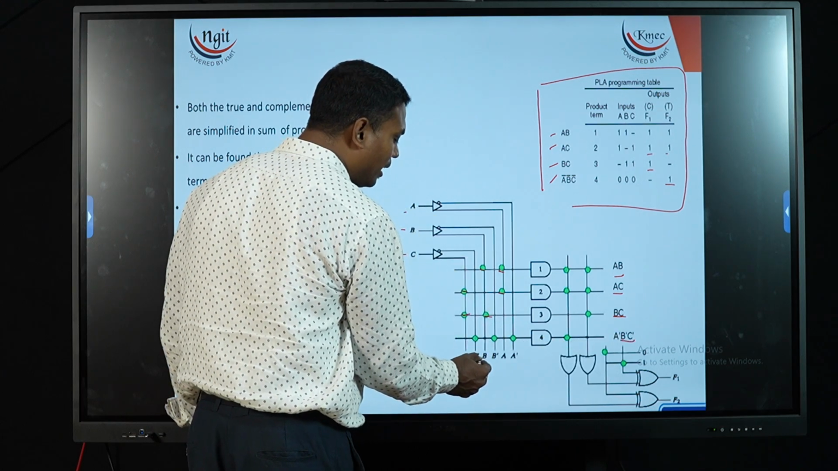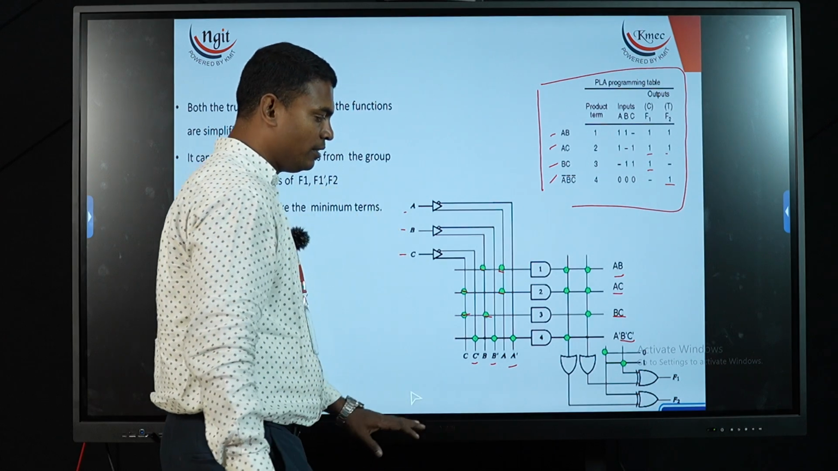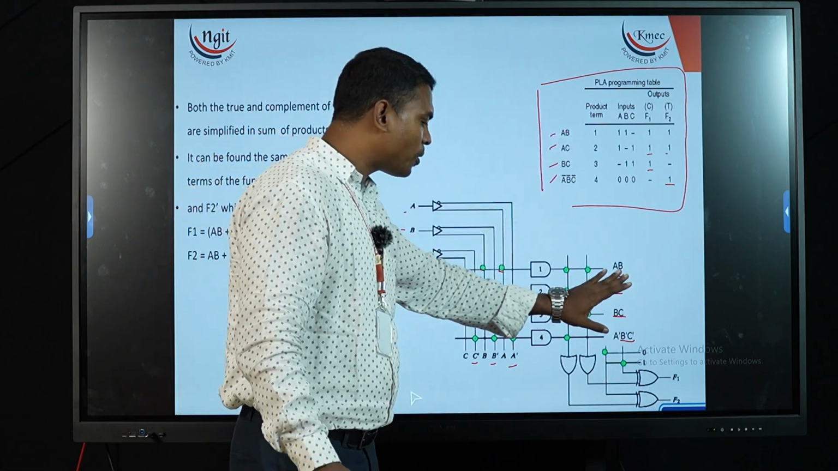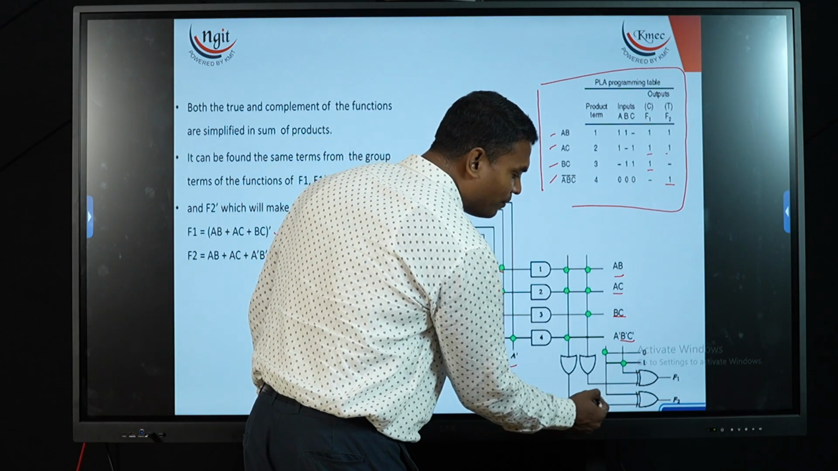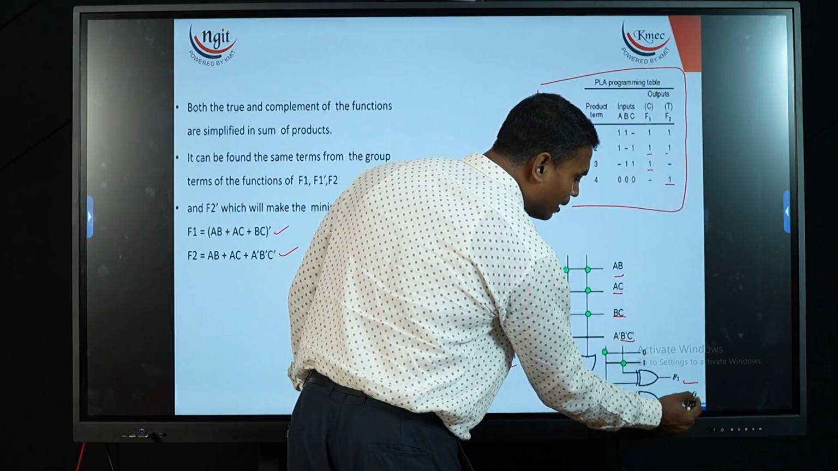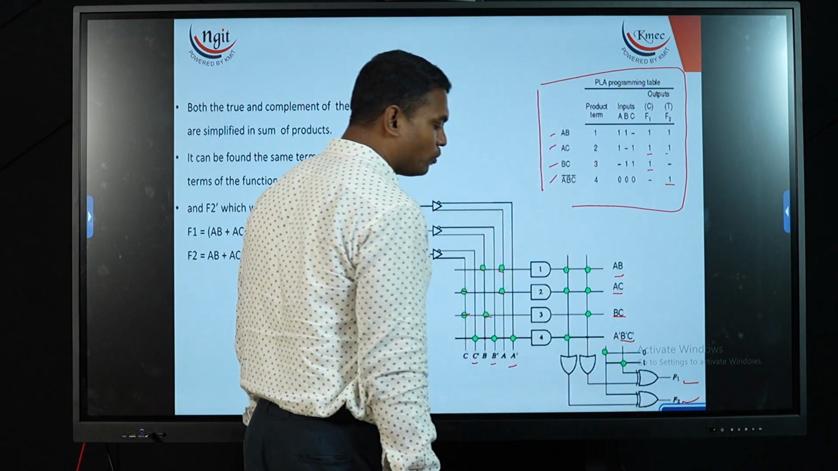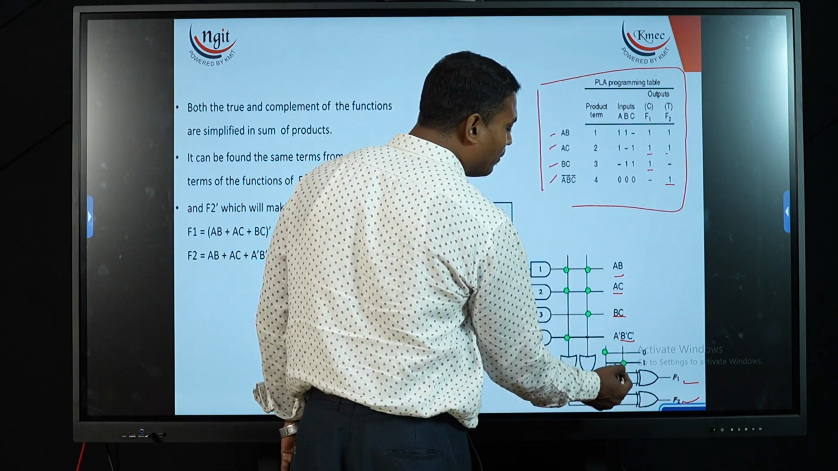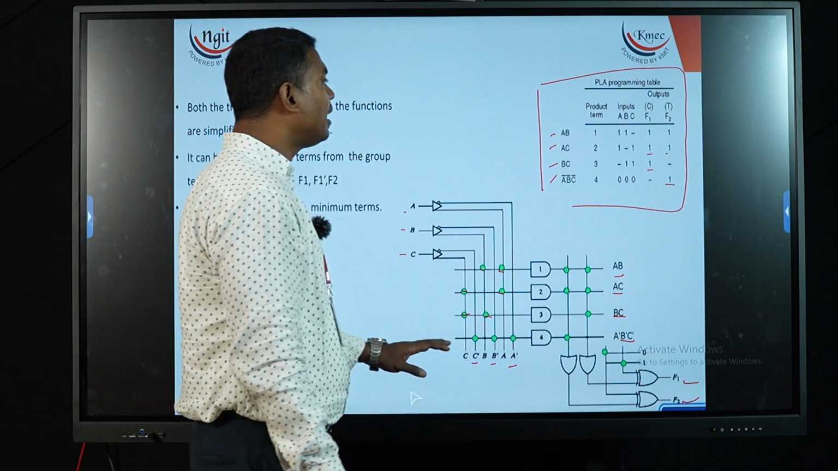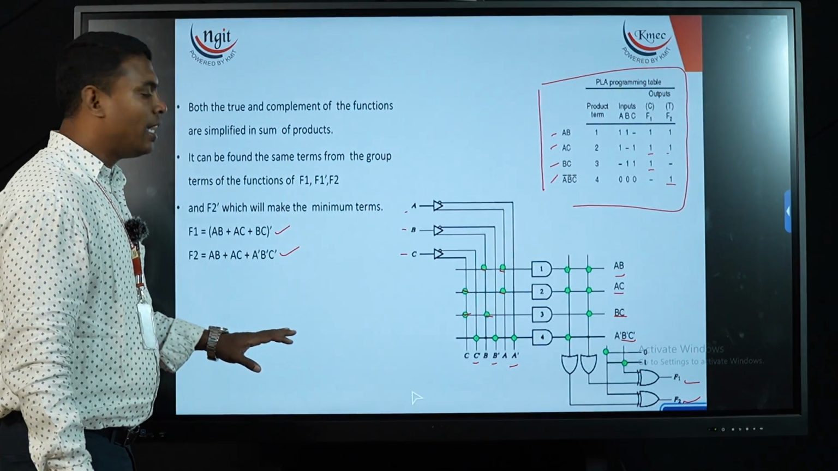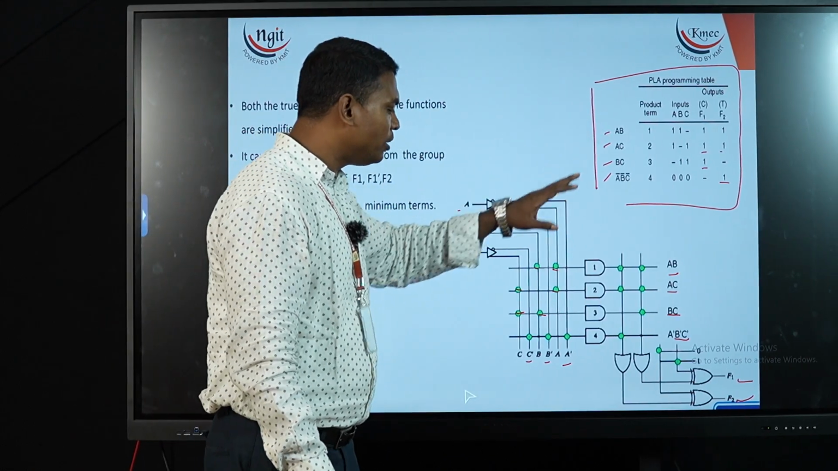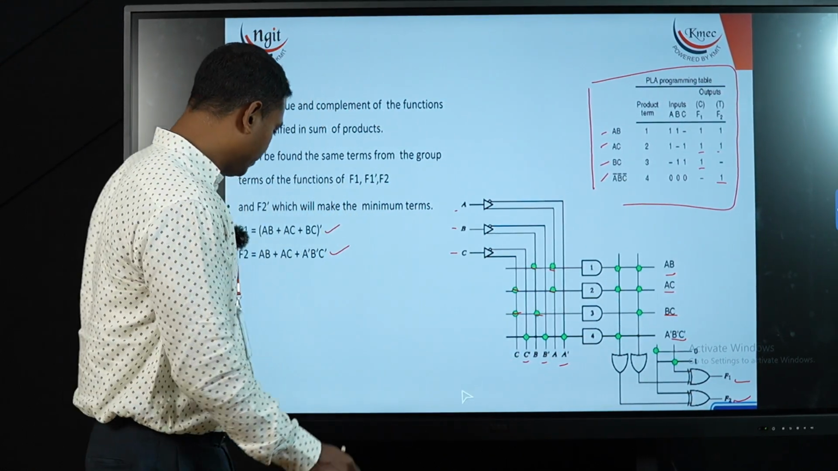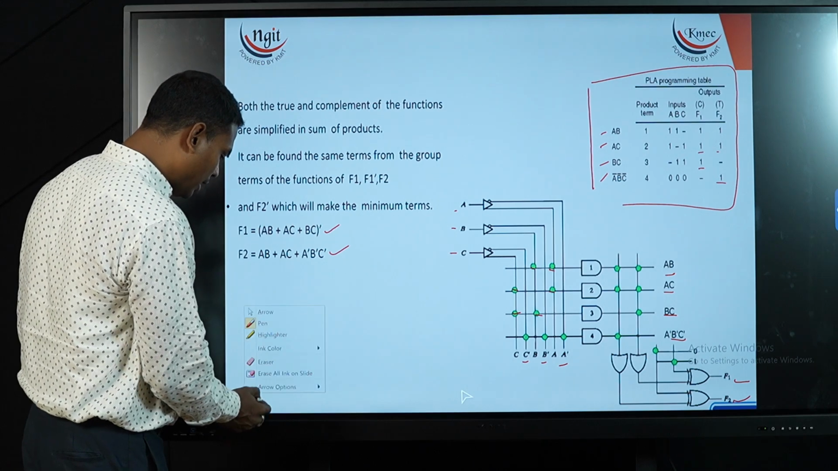So I am connecting all A dash, B dash and C dash lines. So I got all the required 4 product terms from AND gates. From this I am connecting 2 OR gates, from where I am connecting F1 function as one output and F2 function as the other output, where I am getting all the inverted operations for them. So this is the diagram for PLA, and according to this we can implement the functionality table using AND gates and OR gates. Let's see one more example.